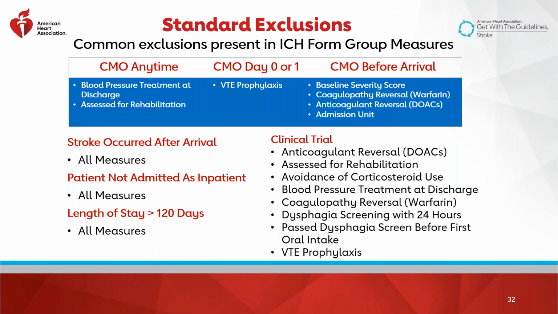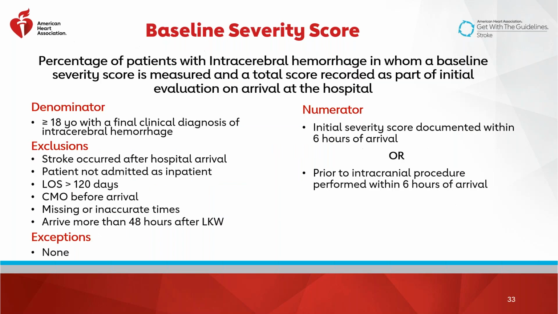So with that new element, we do have those additional exclusions for baseline severity, the reversal, and admission unit. Patients that have a stroke after arrival, like many of the other Get With The Guidelines metrics, are excluded from this patient population as well. Patients not admitted as inpatients, so if you transfer a patient out, they won't be included. If their length of stay is greater than 120 days, it's a standard exclusion, and then clinical trial, as it normally is, will exclude them from the vast majority. Now we'll go into each one.